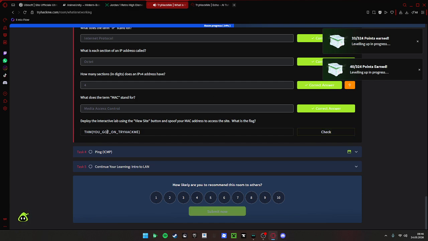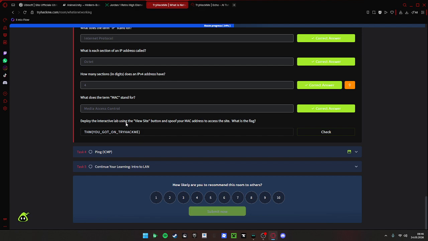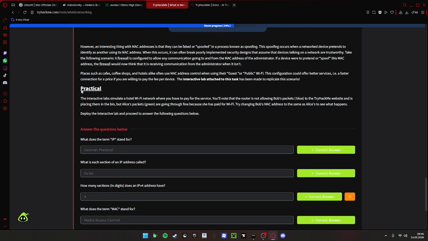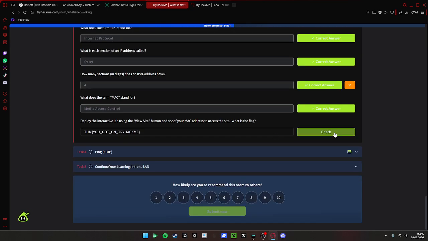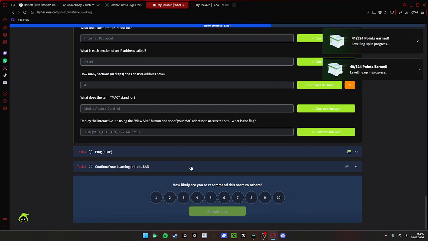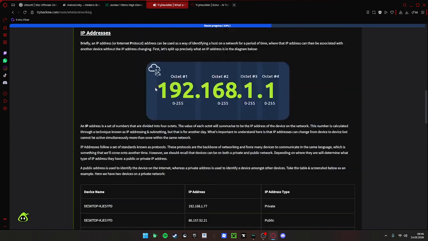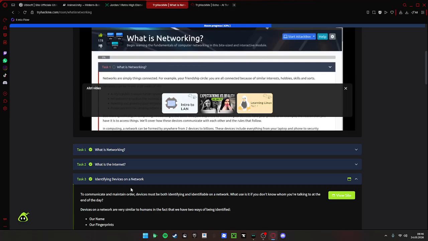Here we put the flag that we have. Deploy the interactive lab using View Site about spoofing your MAC address to access the site. This is the flag. This is the practical exercise, so we're going to check now. That's correct. And that is Task 3 about identifying the devices on the network.